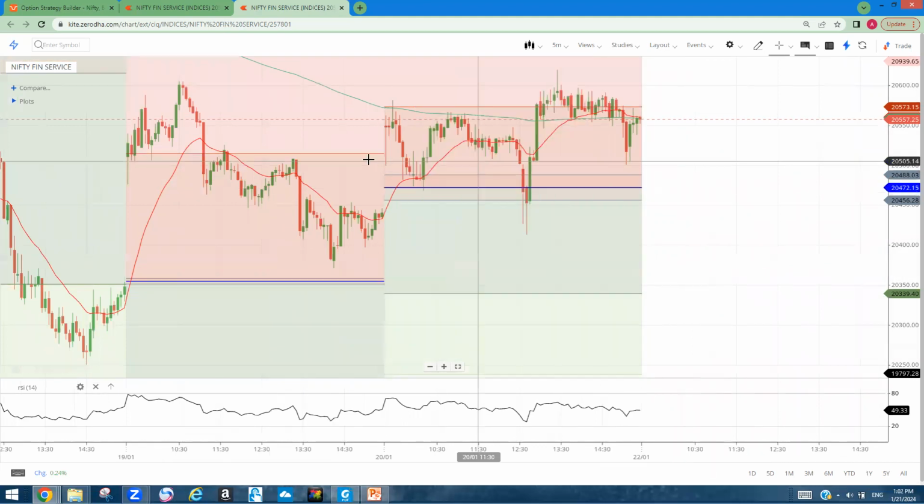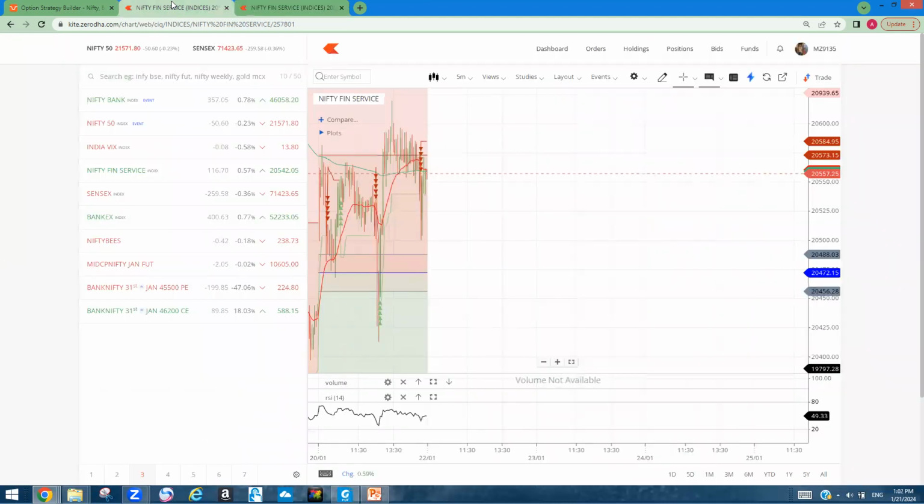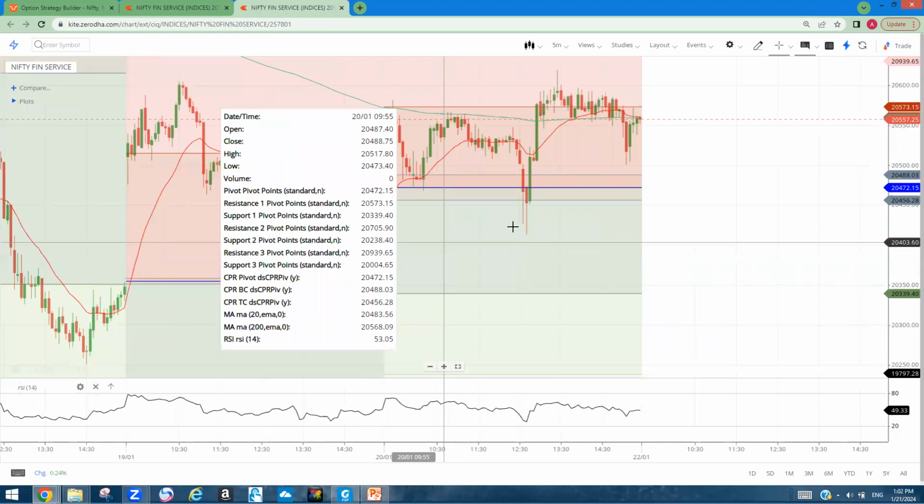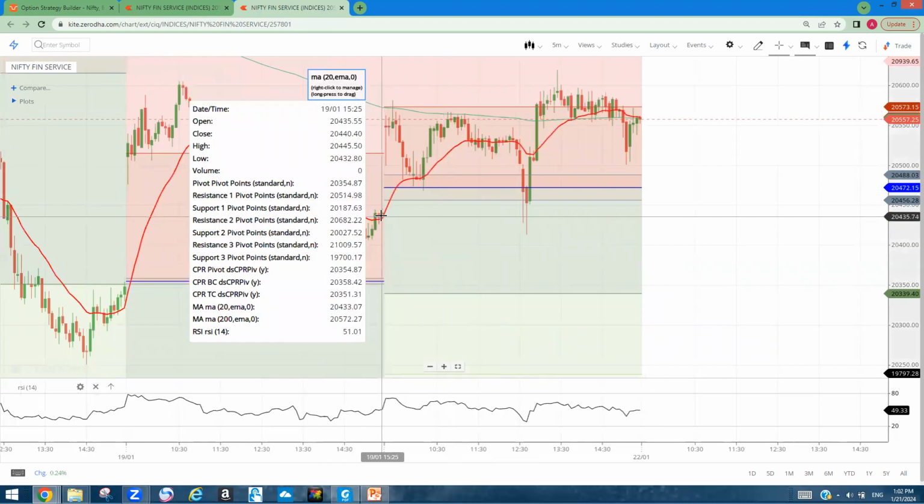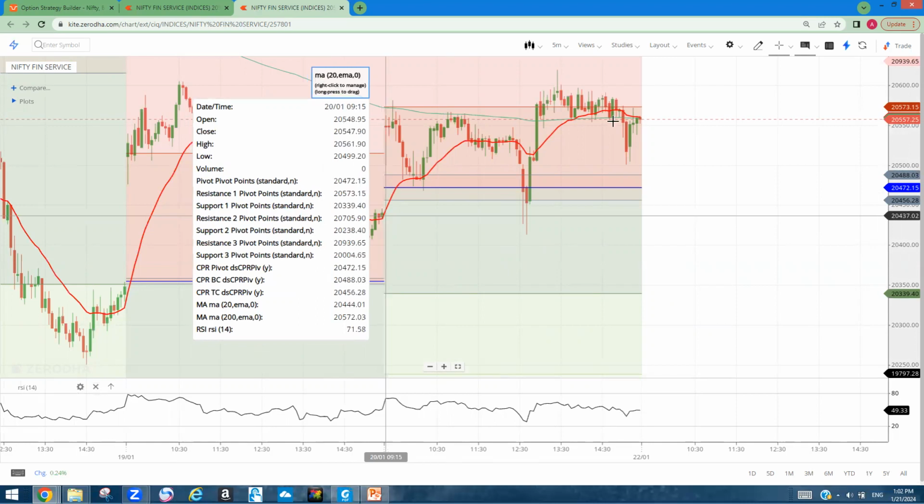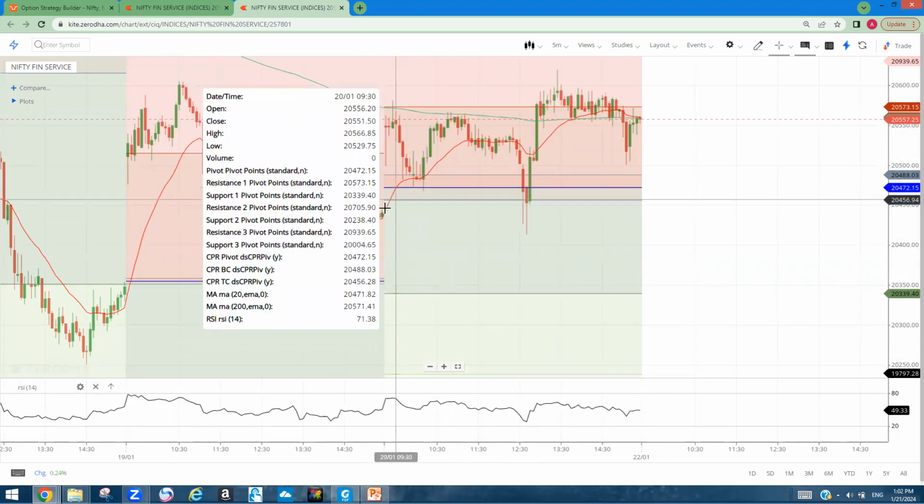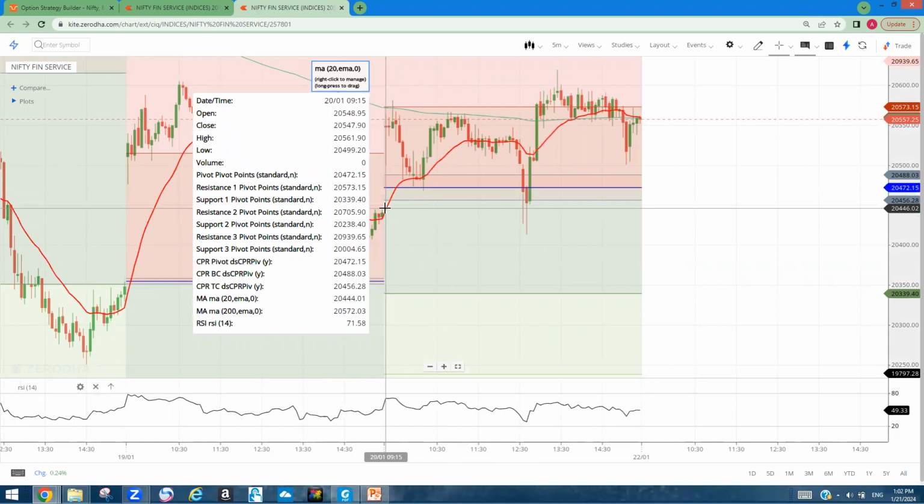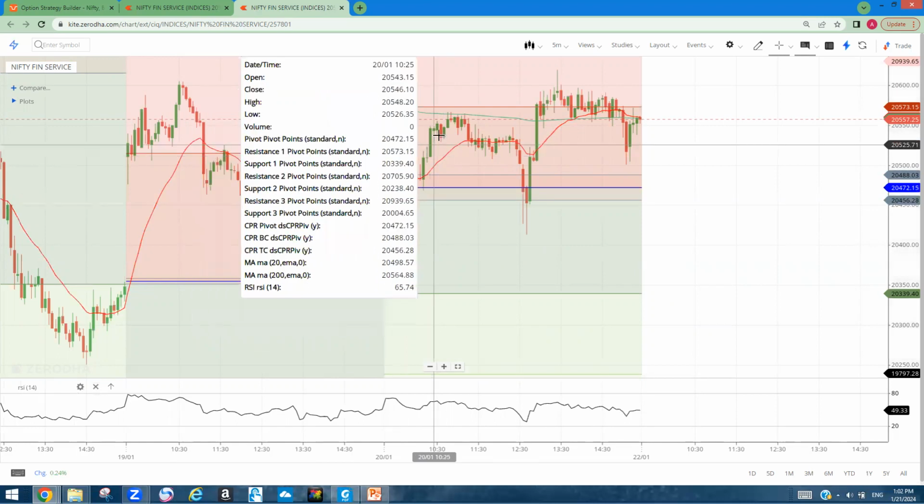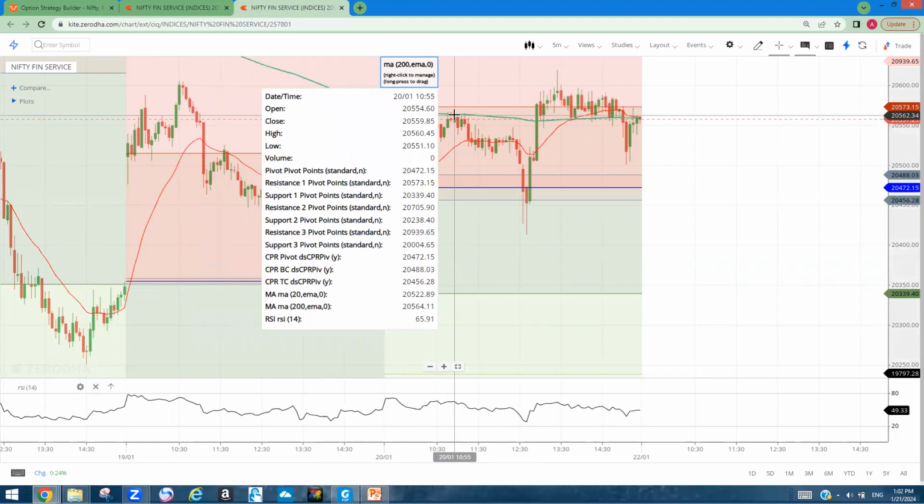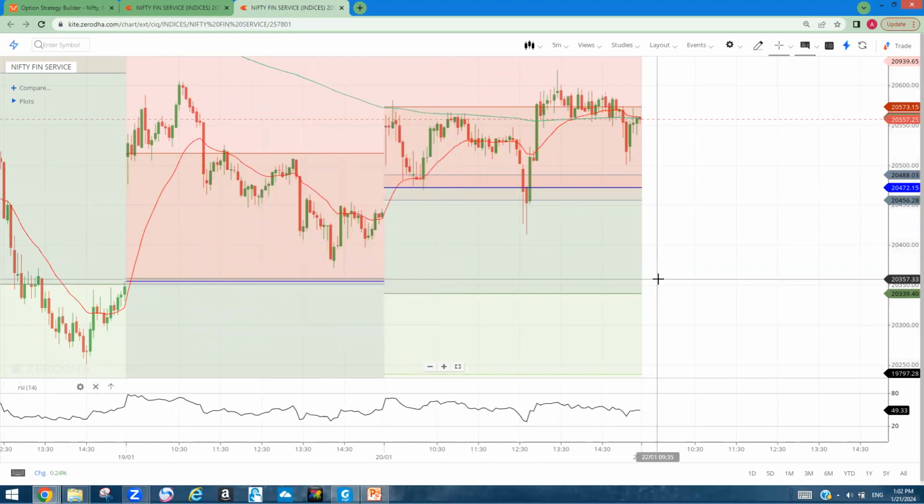See, so overall, if we see Nifty Finance or Finnifty's movement, it was 0.57% in the day. That is from Friday's close to Saturday's close. This is the range it has moved. Finally, it has closed in green from Friday's close. So from 446, it has gone to 557. So another 100 points. Okay.